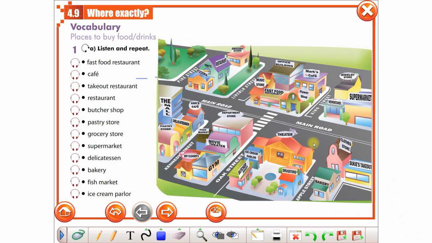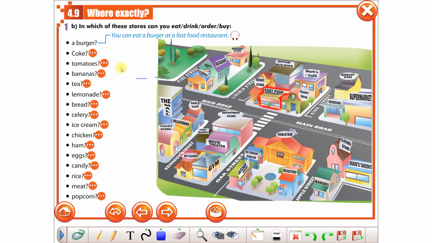Finally, on the next unit and one of the last, we discuss the different places that we have in our city. For example, fast food restaurant, cafe, takeout restaurant, restaurant, butcher shop, pastry store, grocery store, supermarket, delicatessen, bakery, fish market, ice cream parlor.